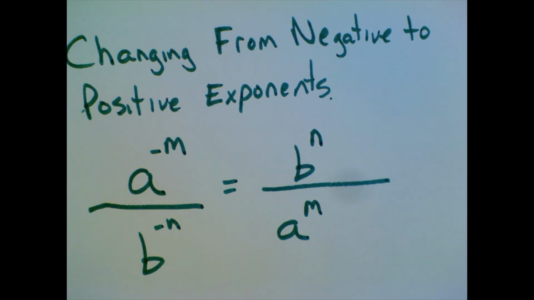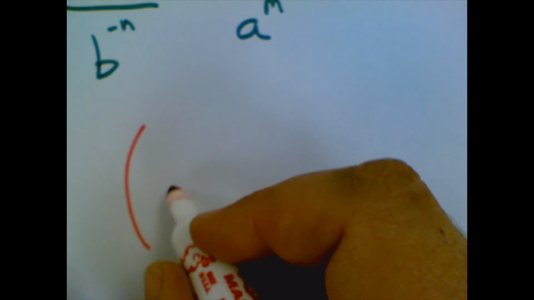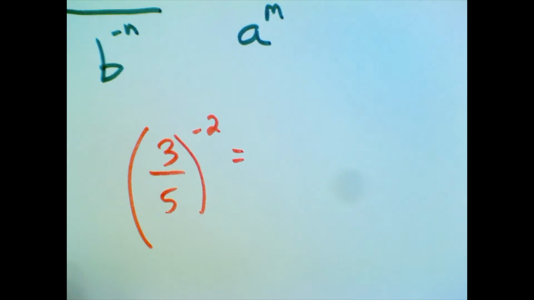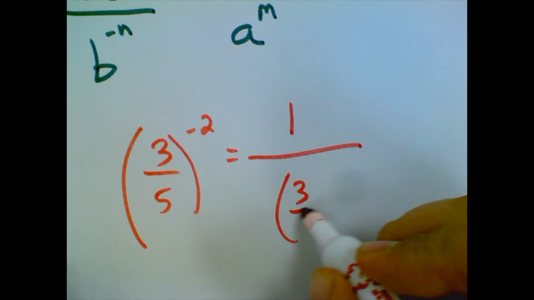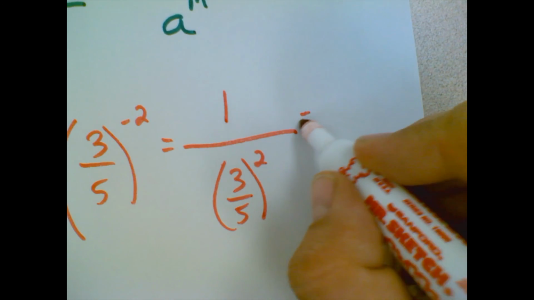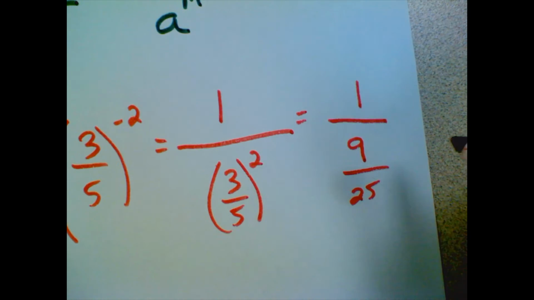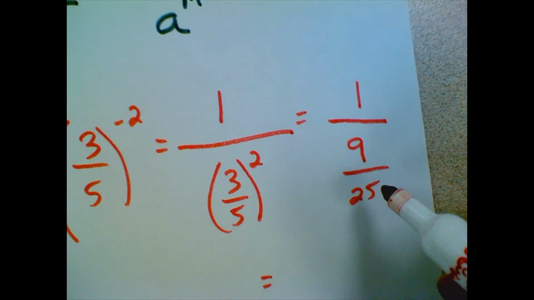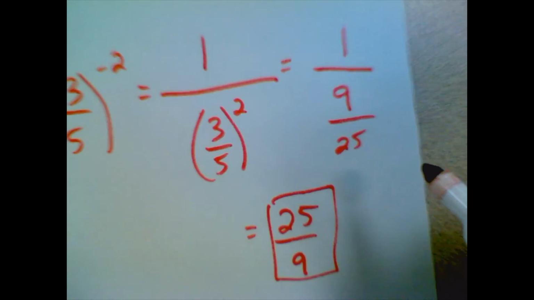Okay, one other example I want to look at with this. What if your base was a fraction? So let's say you had 3/5 to the negative second power. Well, if we follow the rule, we're going to have 1 over the base, which is 3/5, and we're going to change that exponent to positive. So if we keep simplifying it, we're going to get 1 over 9/25. But then, if you have 1 over a fraction, the rule is take the reciprocal. So we will end up with 25/9.